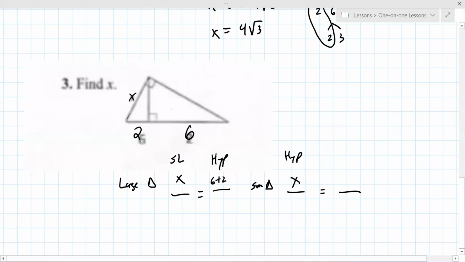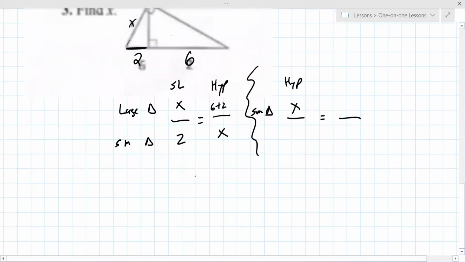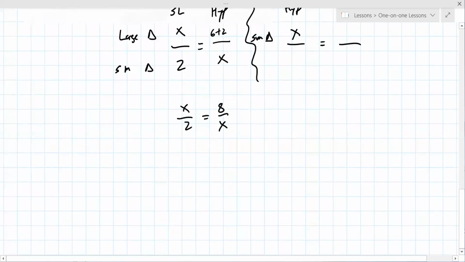Okay. So now, do we have a short leg of anything else? Well, we actually have the short leg of the small triangle. Small triangle, we have the short leg. The short leg is 2. That's there. And then do we have the hypotenuse of the small triangle? We do. It's x. Okay, so by setting up this sort of like what it is and what you get, this proportion: x over 2 equals 8 over x. And then you multiply diagonally, so you get x squared equals 16. Square root of both sides, x equals 4.